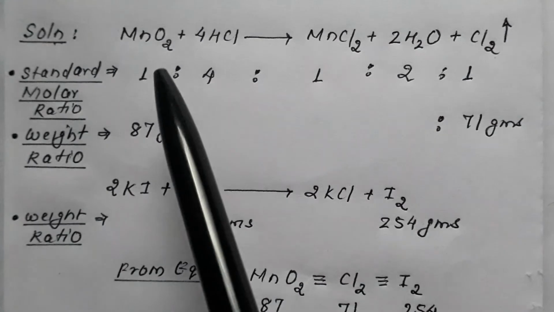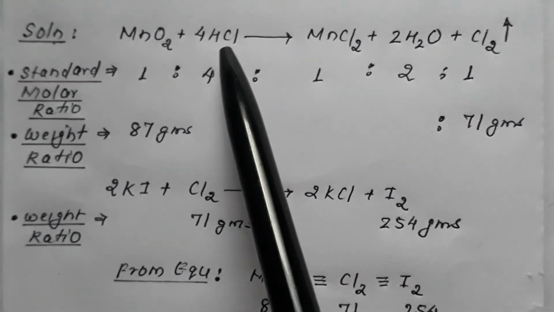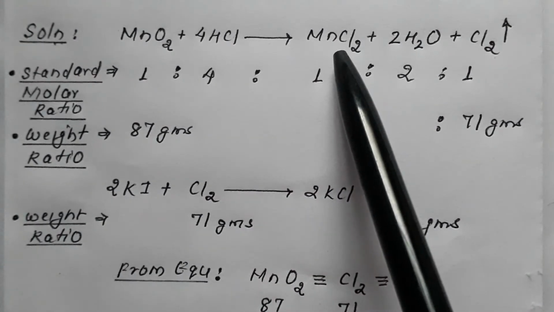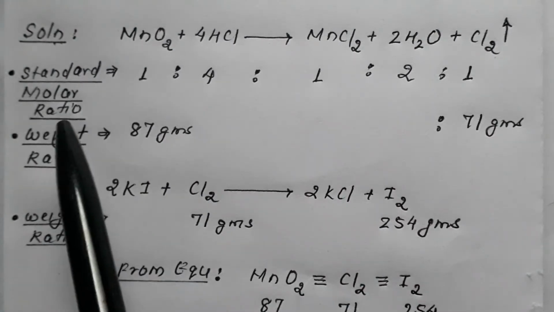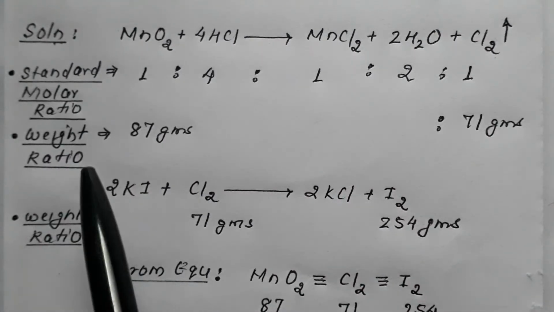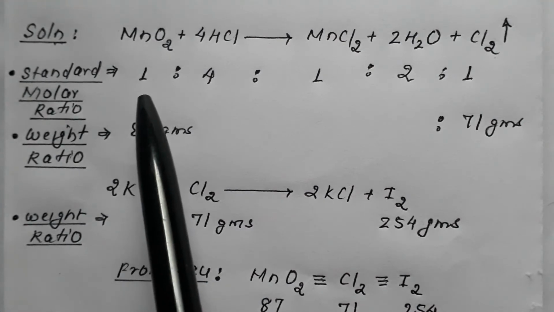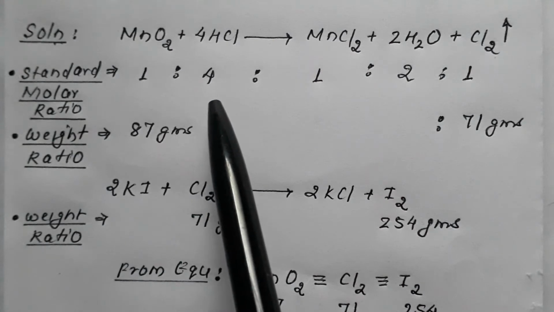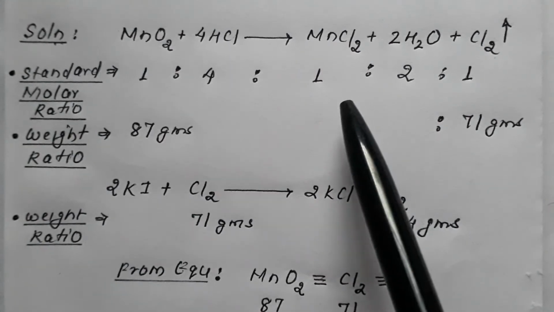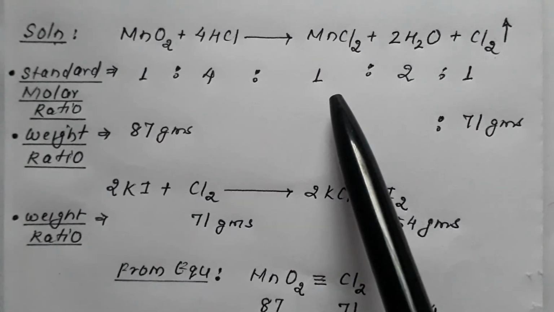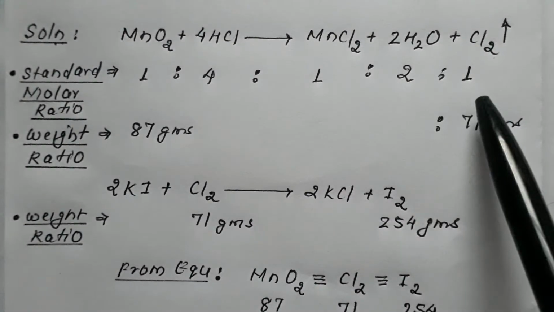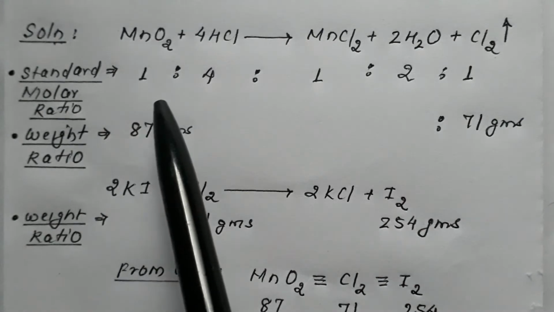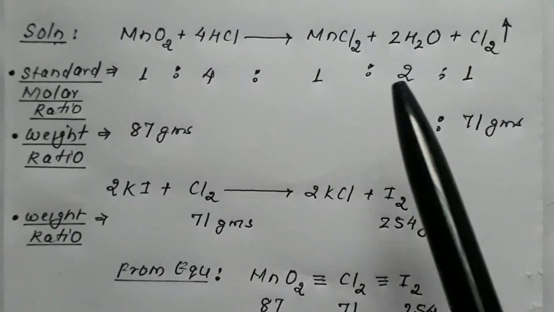So to say, MnO2 when made to react with HCl forms manganese chloride and chlorine gas is released. Now what is the standard molar ratio? The standard molar ratio is that 1 mole of MnO2 reacts with 4 moles of HCl to give 1 mole of MnCl2, 2 moles of water and 1 mole of chlorine. So the ratio is 1:4:1:2:1.